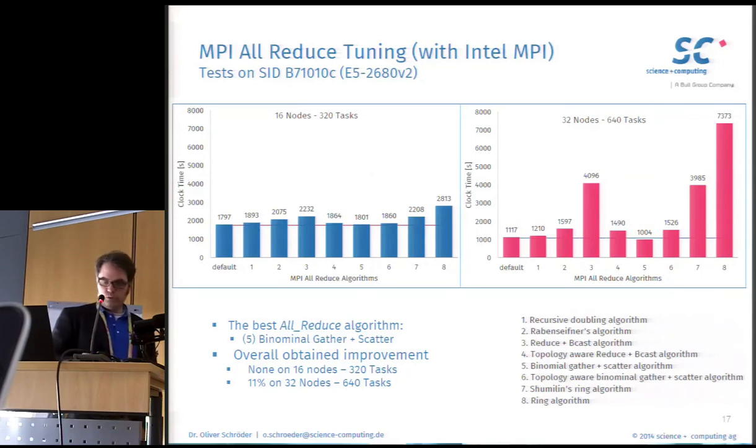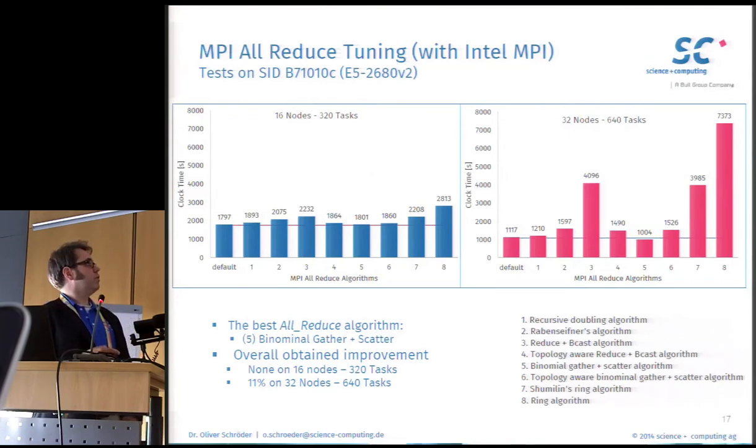And what you can do with Intel MPI is you can actually say, well, there are a couple of algorithms that you can use for Allreduce. Altogether there are 8, so there's a recursive doubling algorithm, reduce and broadcast, Rabenseifner's algorithm and so on. And you can just tell Intel MPI, use this algorithm or use this other algorithm. And we looked at that for 320 tasks and 640. For 320 tasks, there isn't really much of a difference.